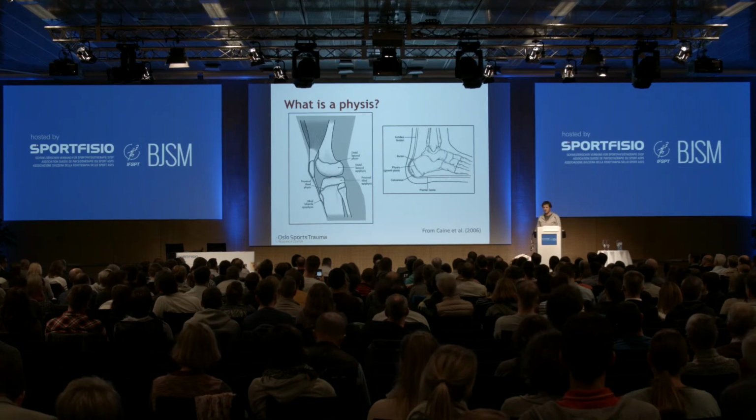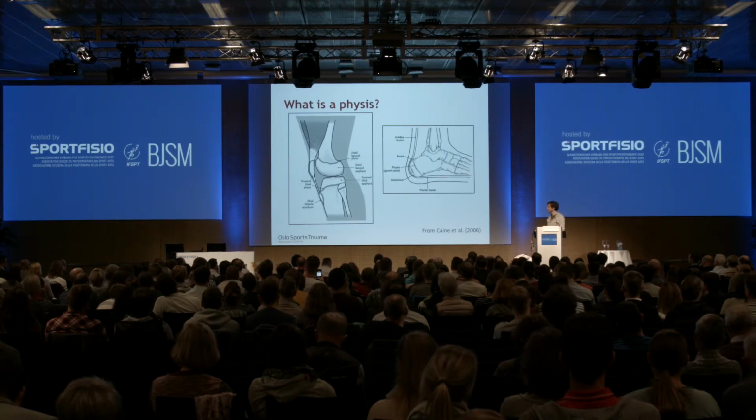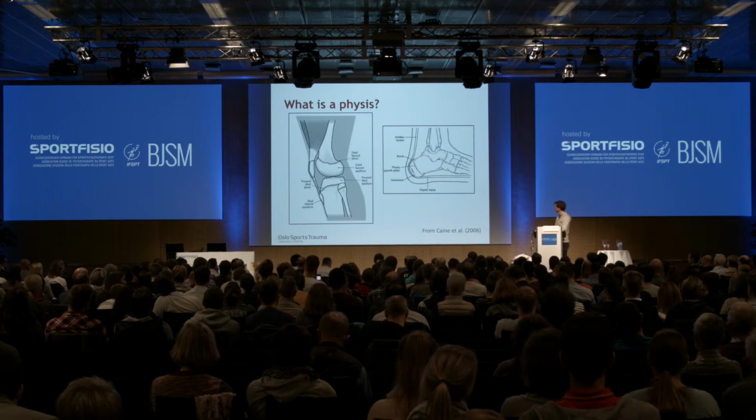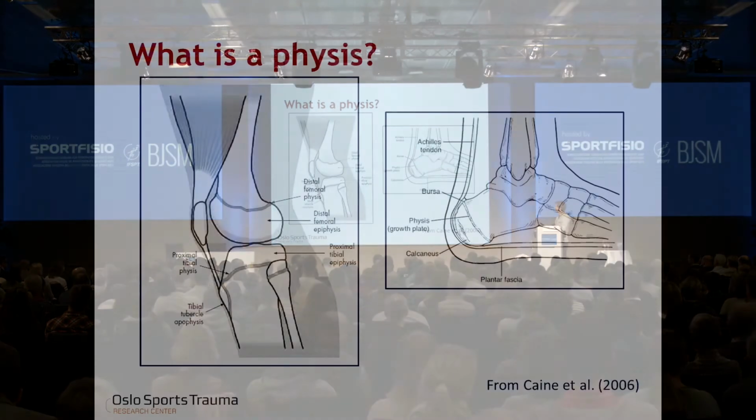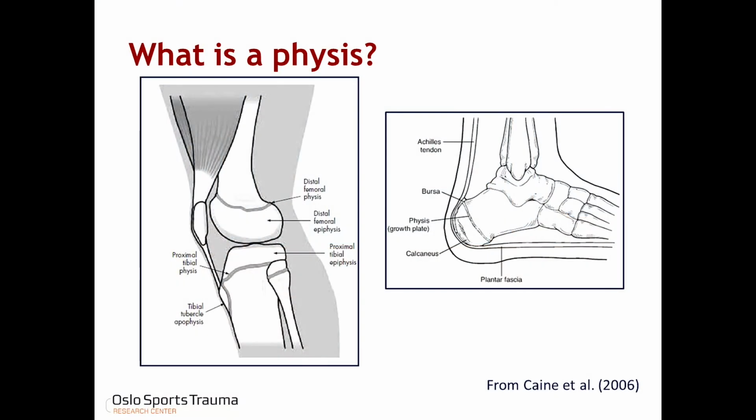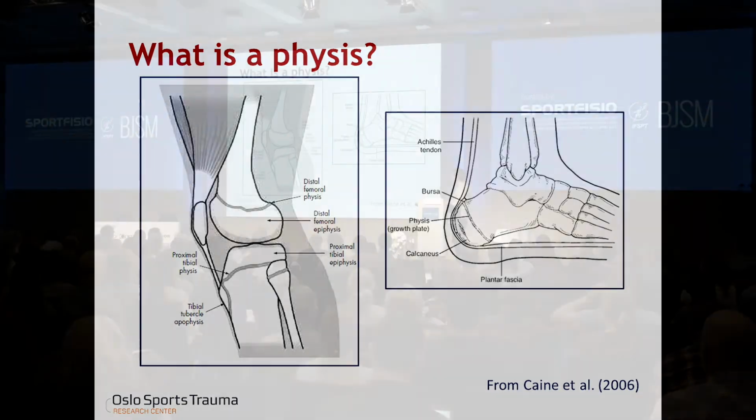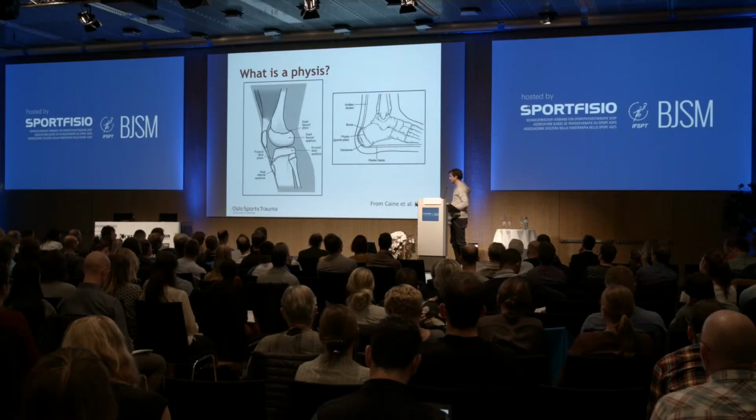So we'll start here with kids and adolescents. They are different from adults. They have physis. We have the distal femoral physis here in the femur. We have the proximal tibial physis, and then we have the apophysis, which is one here at the tibial tubercle, and there's also apophysis here in the patella, which makes kids and adolescents different from adults, and I guess also that we should treat them differently.